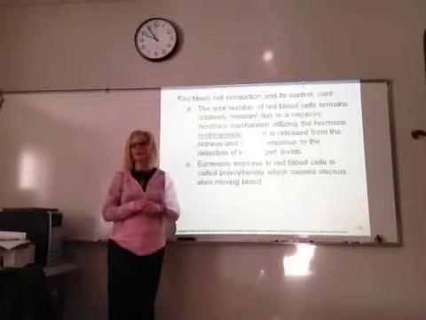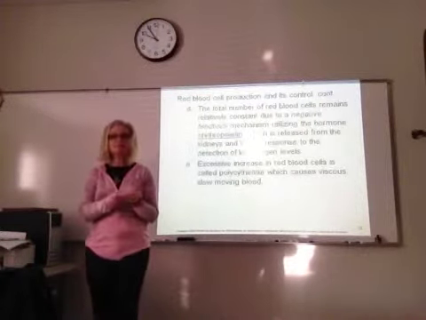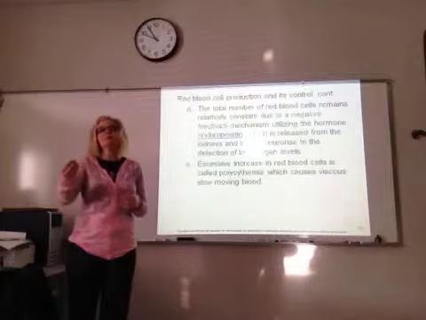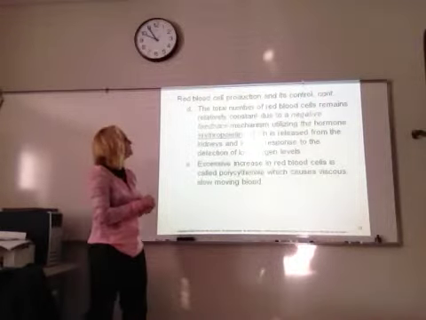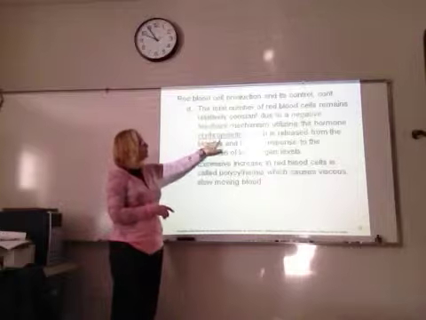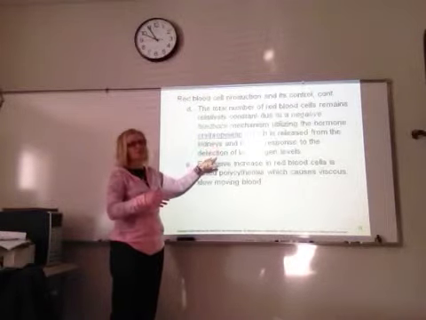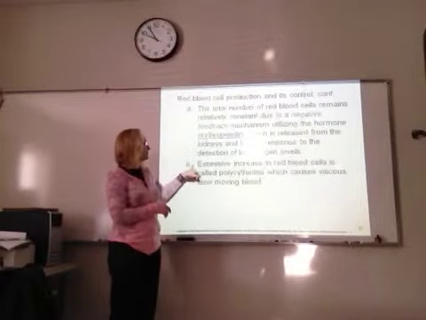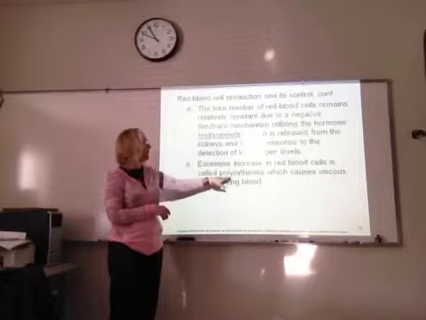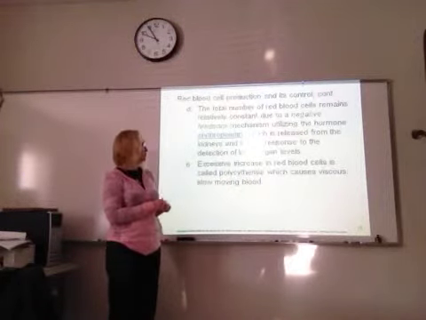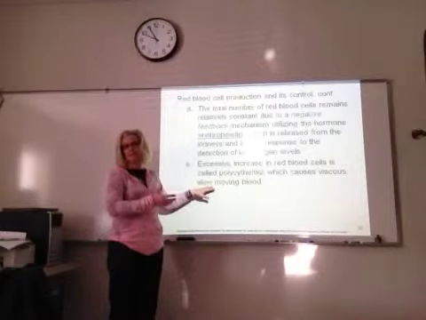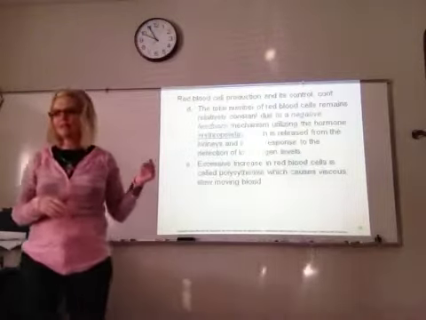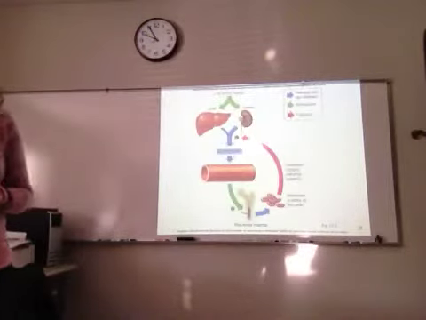Total number of red blood cells should remain pretty constant, homeostasis, negative feedback. For some reason, if there's a loss of blood, if you donate blood and lose red blood cells, the hormone erythropoietin is going to be released, and you're going to produce more red blood cells. Excessive increase in red blood cells is called polycythemia, which causes very viscous, thick, slow-moving blood. So you don't want too many red blood cells, and that's not very common.